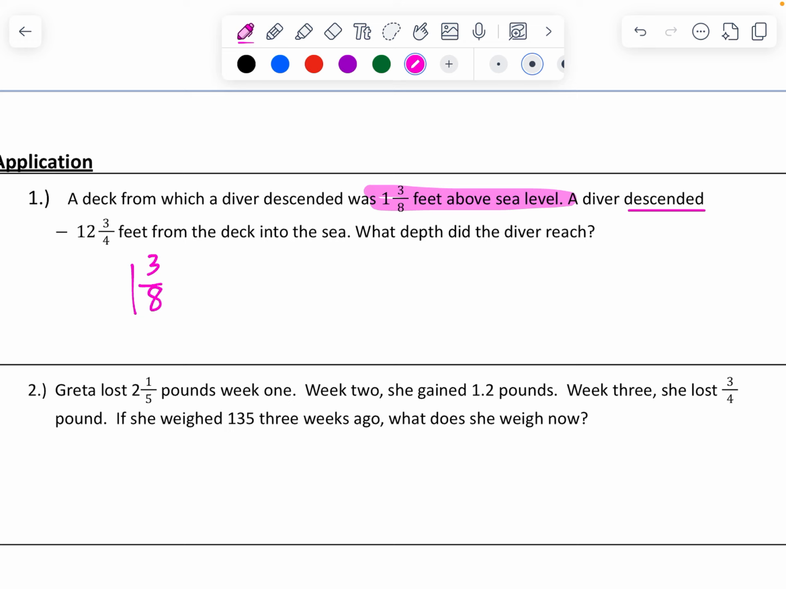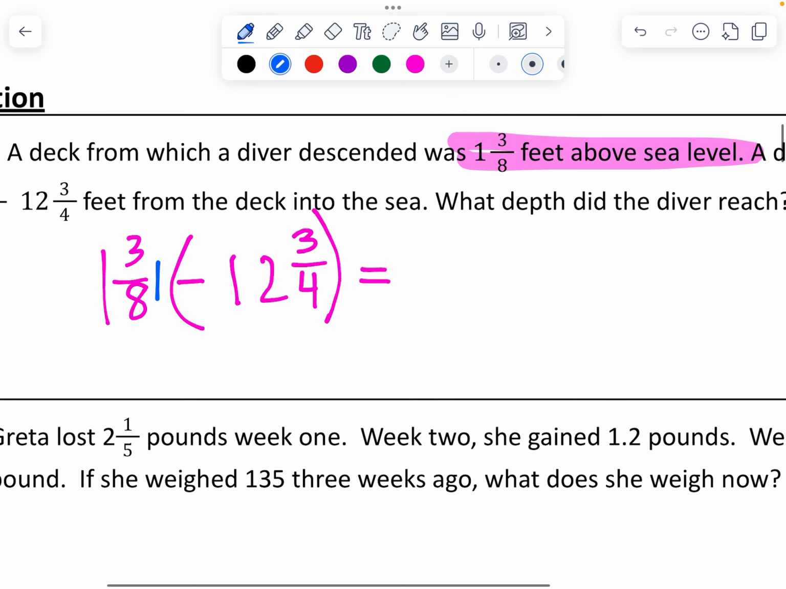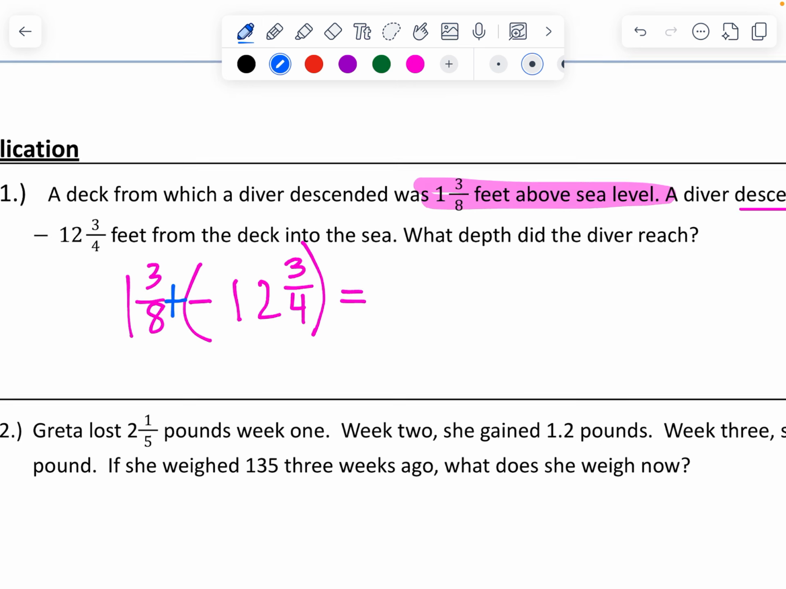So he is going downward 12 3/4. And we're going to then consider that. Now this comes out to be subtraction, right? So if we do that, that's a negative 12 3/4. Okay, so I'm writing it as an addition problem.